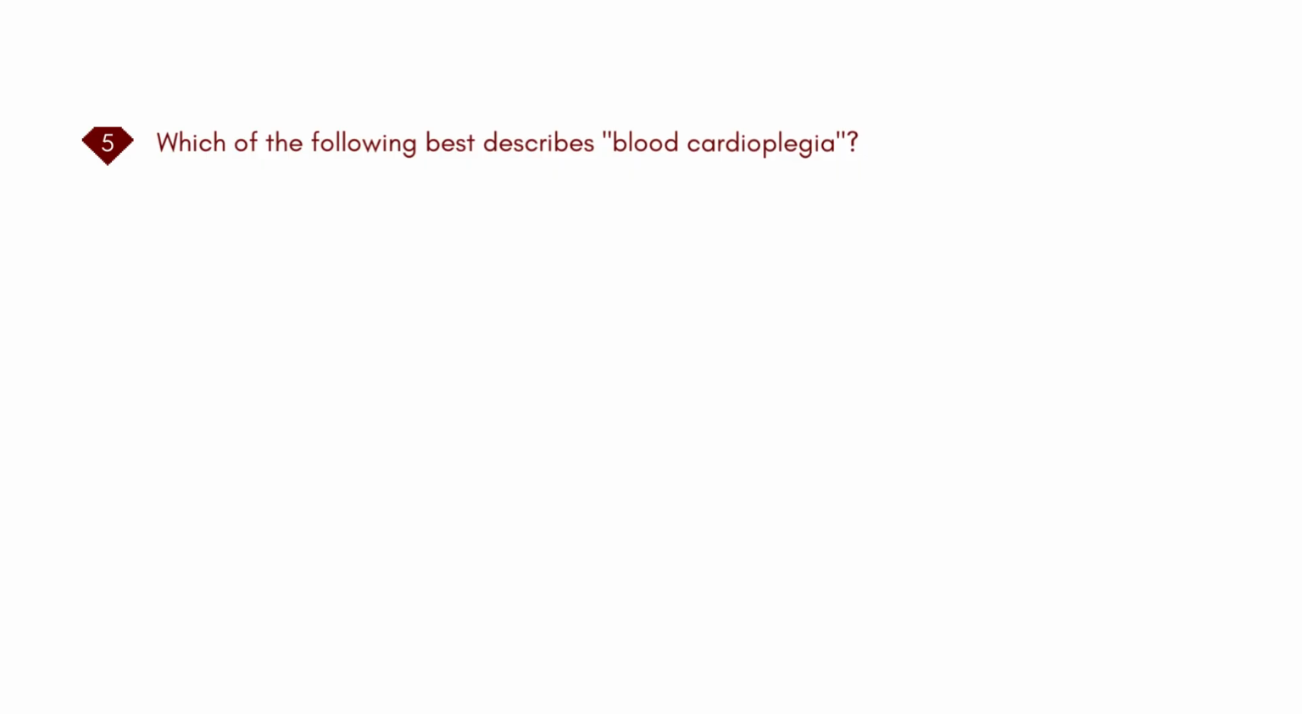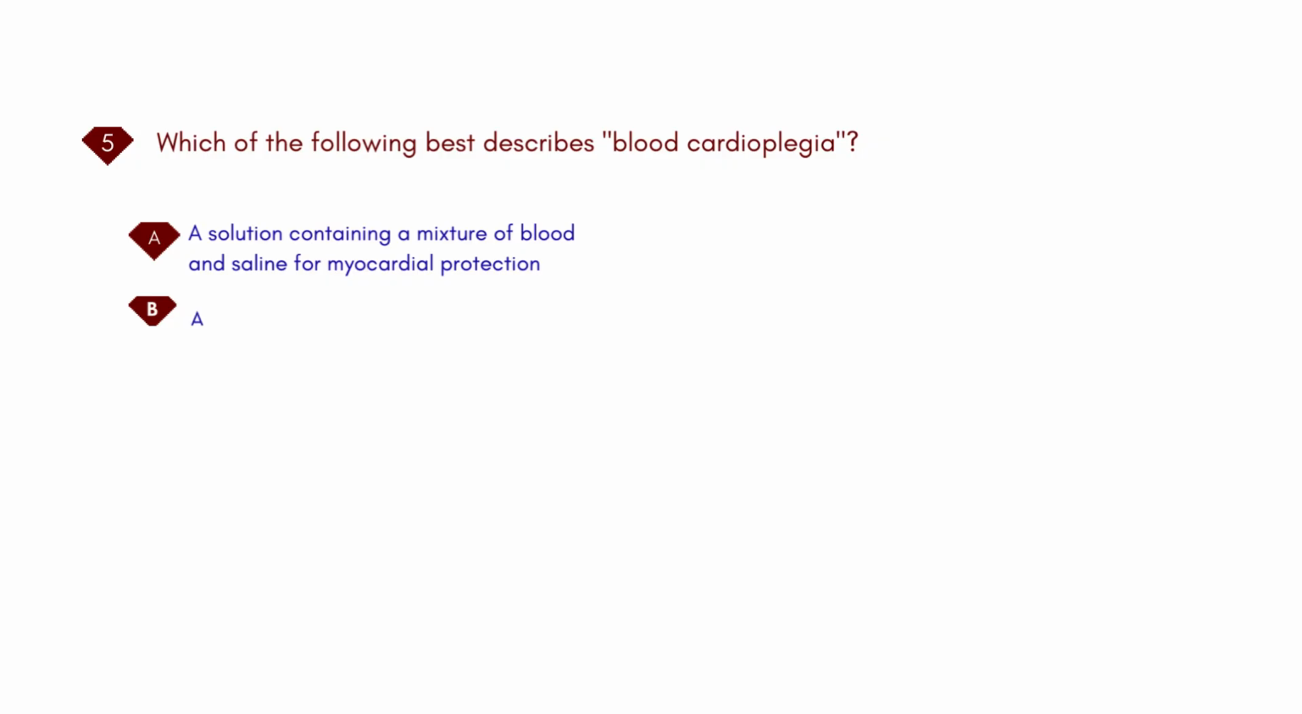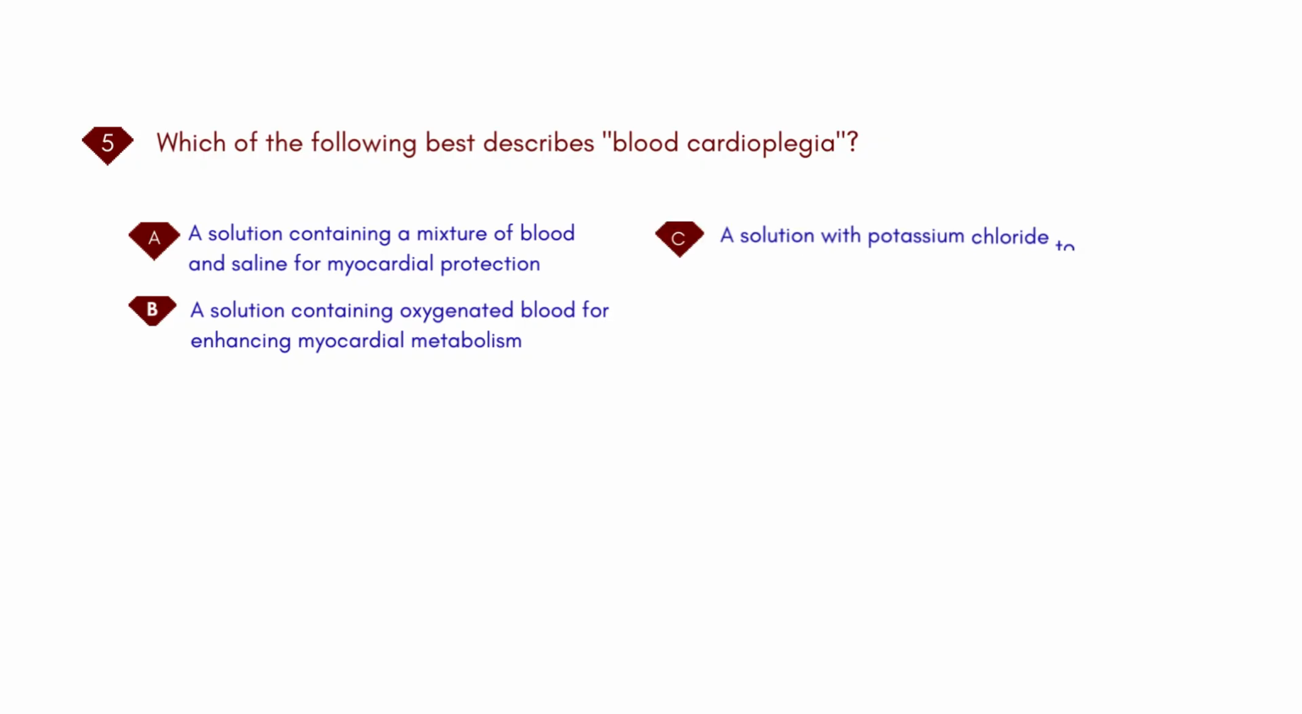Which of the following best describes blood cardioplegia? A. A solution containing a mixture of blood and saline for myocardial protection. B. A solution containing oxygenated blood for enhancing myocardial metabolism. C. A solution with potassium chloride to arrest the heart. D. A solution with magnesium to prevent arrhythmias.